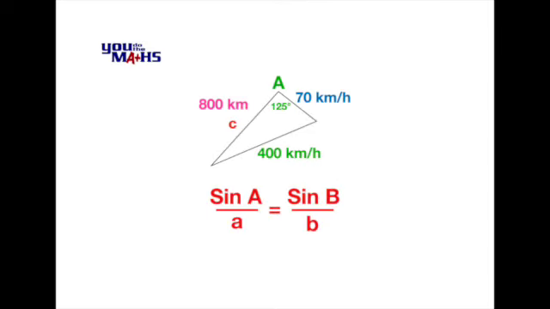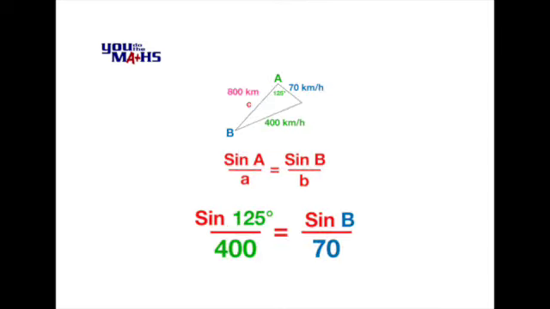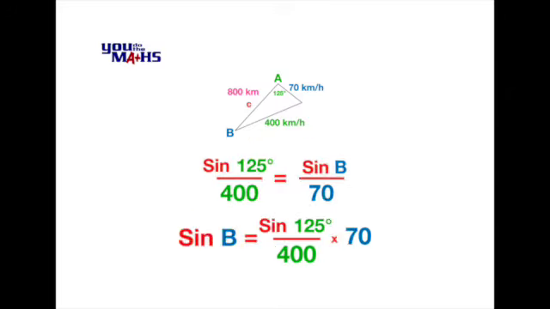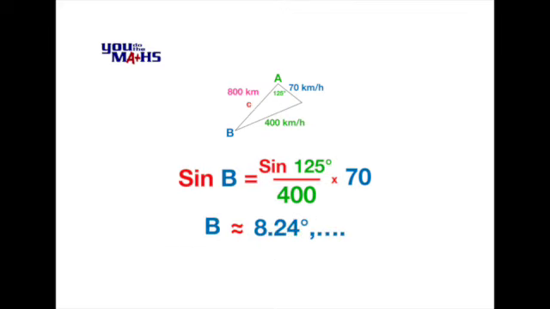And what we need to now do is identify the sides with respect to the sine rule. We've got an angle, A, of 125 degrees, and opposite that is a velocity of 400. We've got an angle we don't know in the bottom left-hand corner, and opposite that is a velocity of 70. Now, some calculators will solve for angle B very quickly at this point, but what we can also do is multiply the opposite side to sine B by 70 and solve that on a calculator. When we do that, we get an angle of 8.24 degrees.